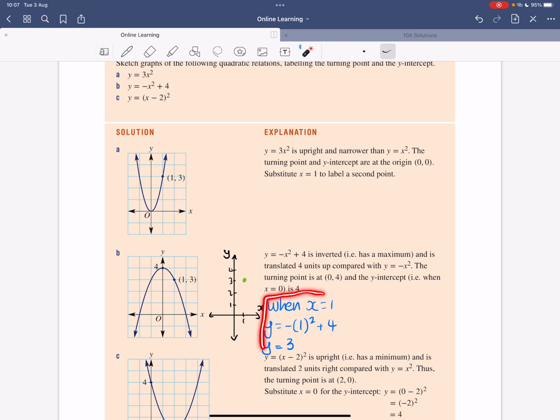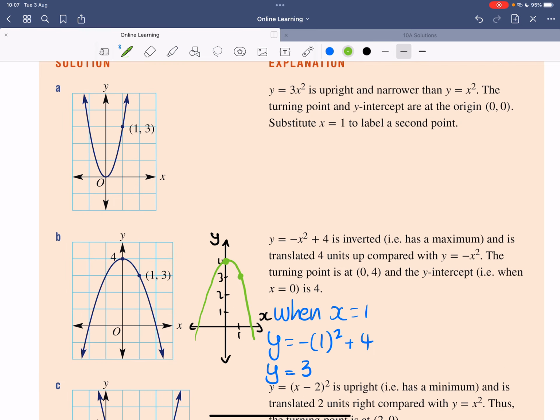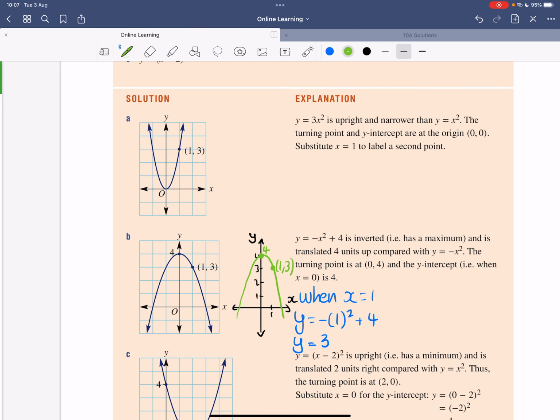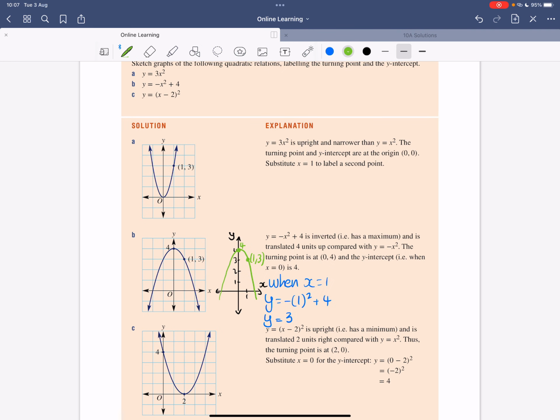We did that with this work here. Now I can gauge how wide this is all going to be, and my turning point is at 4. My evidence is right here. So let's go ahead and draw this shape. There we go. I'll write in the turning point and the coordinate. And that's how we do that one. For the next video, we'll do part C.